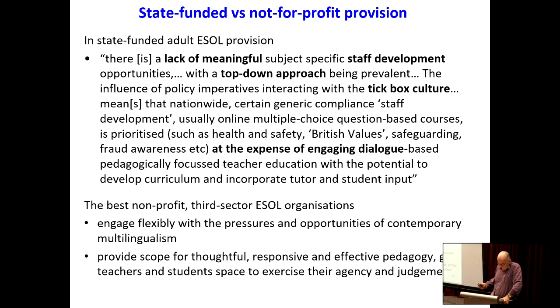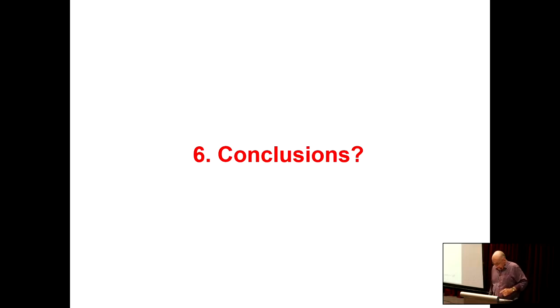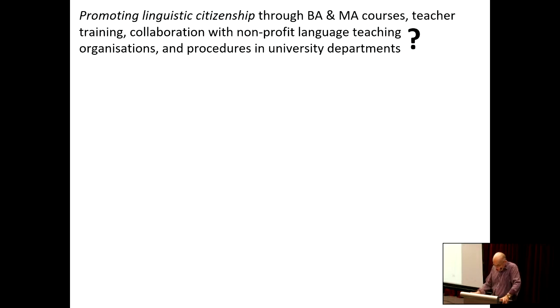So I'd like to conclude with two questions at very different scales. First, a local question about institutional particularity. I've talked about promoting linguistic citizenship across at least 4 different sites: graduate and undergraduate university courses, teacher training, collaboration with non-profit language teaching organisations, procedures in university departments. I've mostly illustrated all of this with efforts that we've been making at King's and with English for Action, but I know for sure that in the UK we're not the only people doing that. But does this make sense now about Singapore? Any connections, actual or potential?